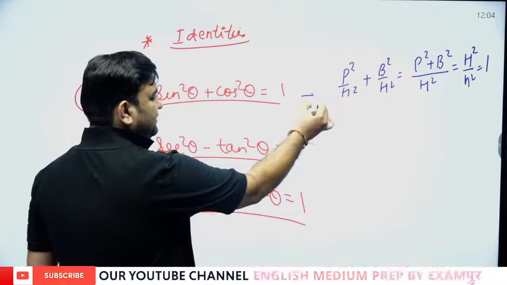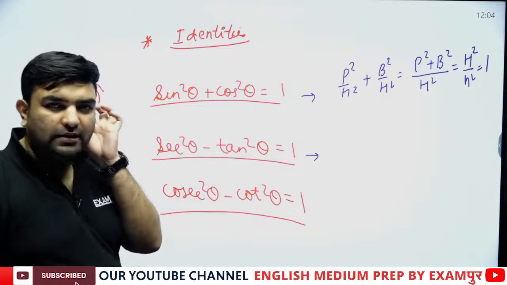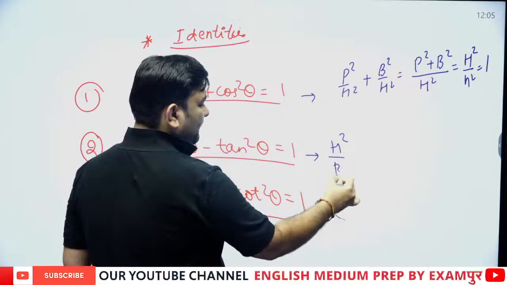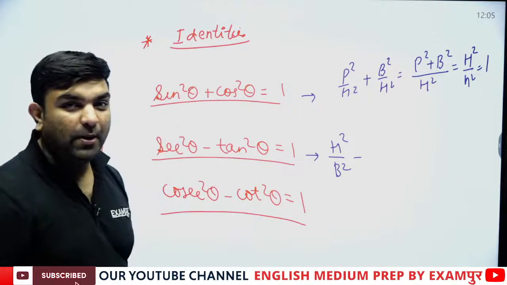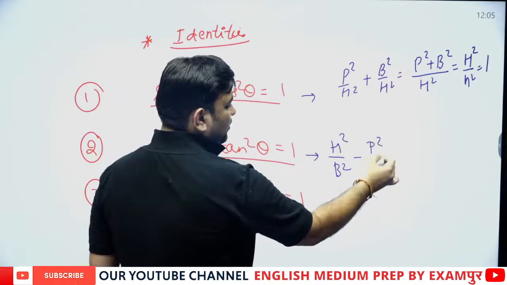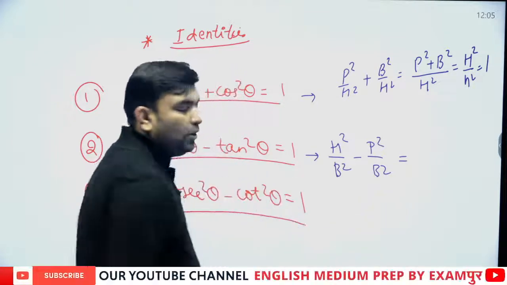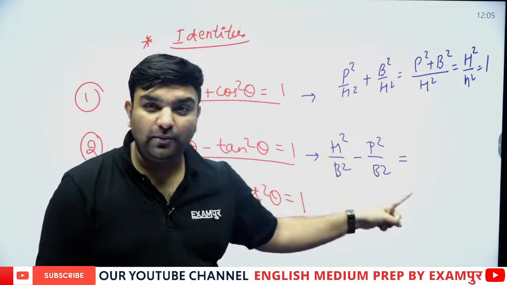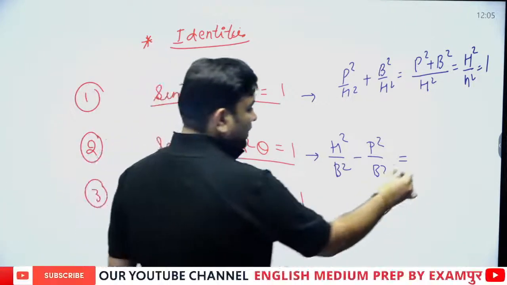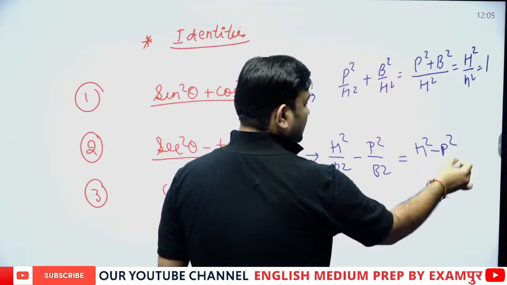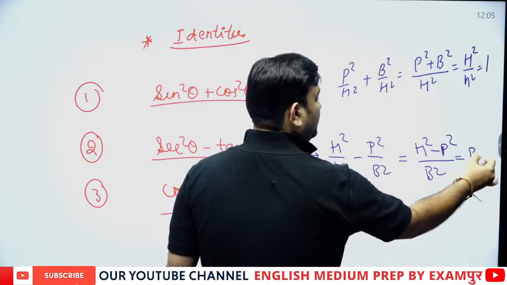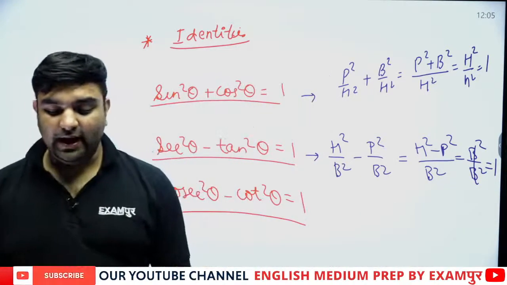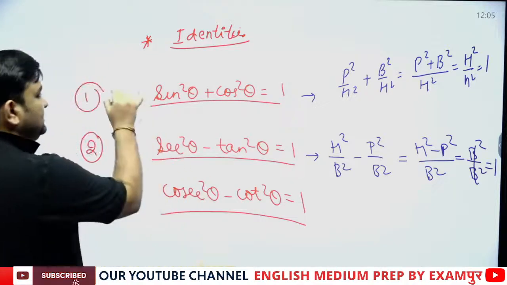Similarly here, sec theta is hypotenuse upon base, so h square over b square. Tan theta is perpendicular over base, so p square over b square. Now, in the base, b square is there. In the numerator, h square minus p square is there, which is also equal to b square, hence 1.